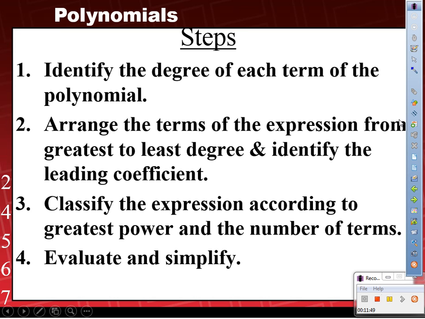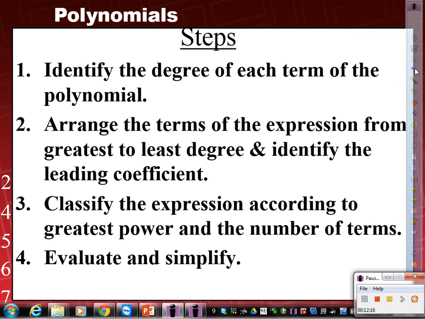It says, number 1, identify the degree of each term of the polynomial. Step 2, arrange the terms of the expression from greatest to least degree and identify the leading coefficient. Step 3, classify the expression according to the greatest power and the number of terms. And step 4, evaluate and simplify. Copy those, and I'll tell you what to circle and underline. Go. All right, here we go.